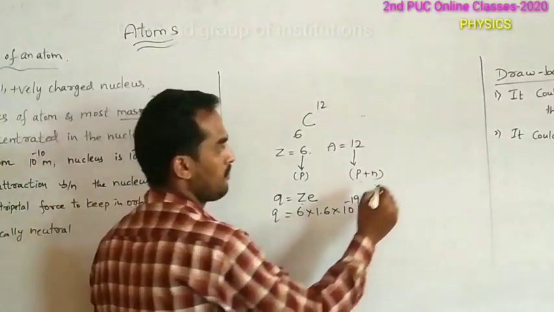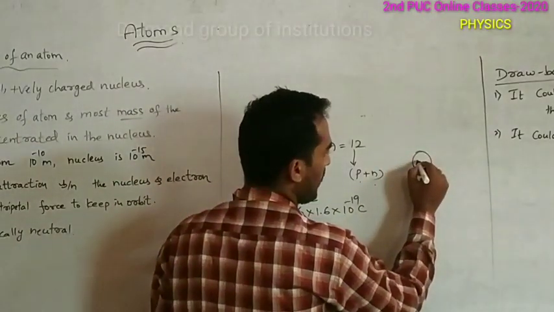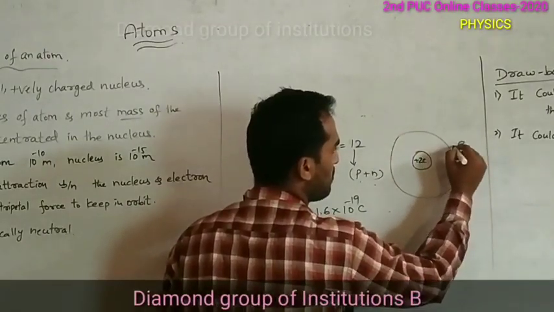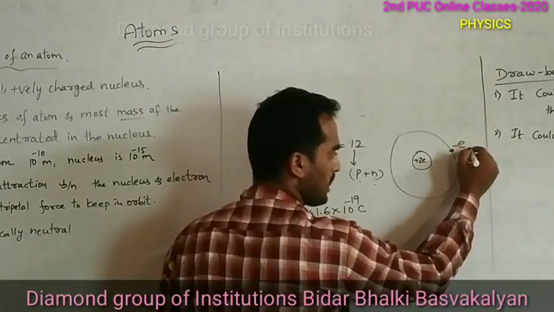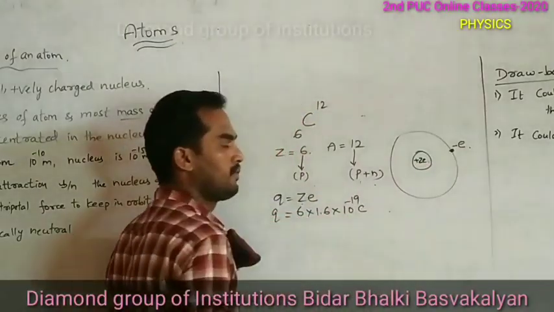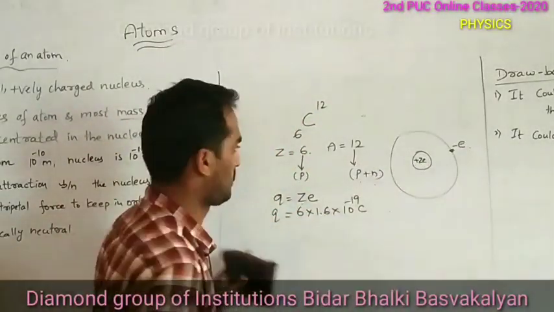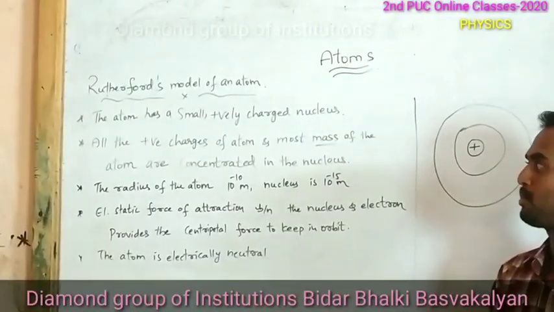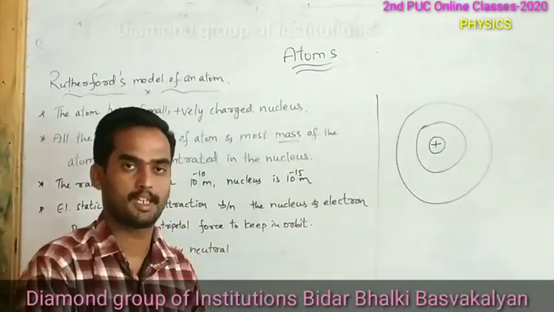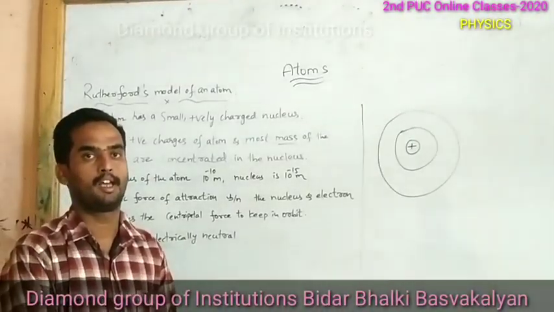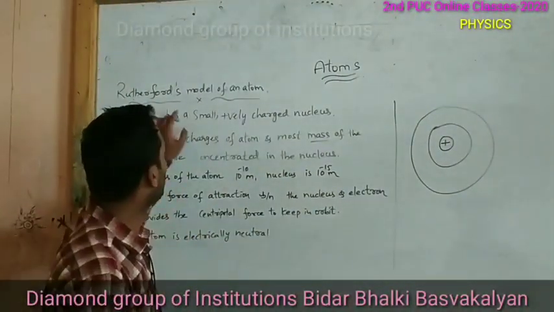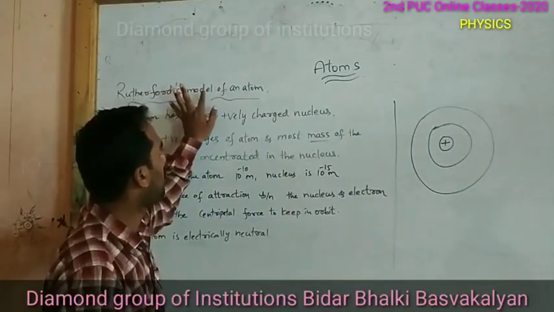That's why in the figure we indicate the nucleus as plus Ze, and the charge of an electron is denoted by minus e. The electron is present outside, and the proton, the positive charge, is present exactly at the center of the atom, called the nucleus. Now we come to know the postulates of Rutherford. After the alpha particle scattering experiment, he highlighted the nucleus, that is, the positive charge. So we are going to learn now about the Rutherford model of an atom.